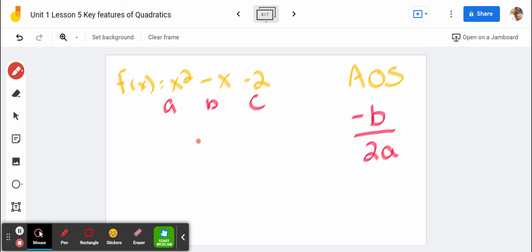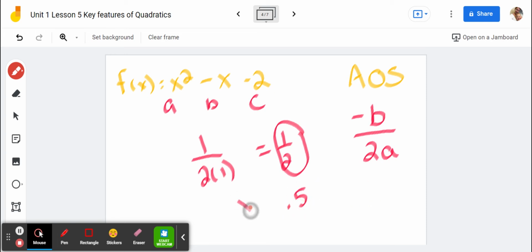So negative of negative is positive, right? And then 2 times whatever's here, which is a 1. Remember, I always put these in parentheses when they're next to a number. That denotes multiplication. So now I have 1 divided by 2 times 1, or 1 divided by 2, right? So I can call it 1/2. Or if I hate fractions, I'm going to call it 0.5. So my axis of symmetry, which is a straight up and down vertical line, is x equals 0.5.